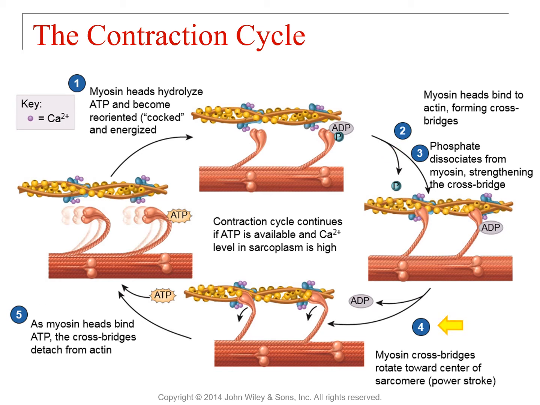In the next step, another unbinding occurs. ADP unbinds from the myosin. This causes a shape change in the myosin. And so what's going to happen here is the power stroke, in which the myosin-actin cross bridges get moved towards the M line, or the center of the sarcomere.